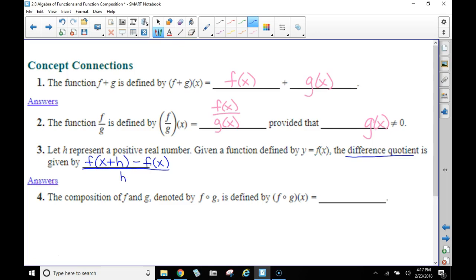Number 3, let h represent a positive real number given a function defined by y equals f of x. What is that difference quotient? Remember that the difference quotient is f evaluated at x plus h minus f of x, all divided by h. Number 4, the composition of f and g, denoted by f composition g, is defined by f composition g evaluated at x equals the outer function, the f function, evaluated at the inner function, g of x.